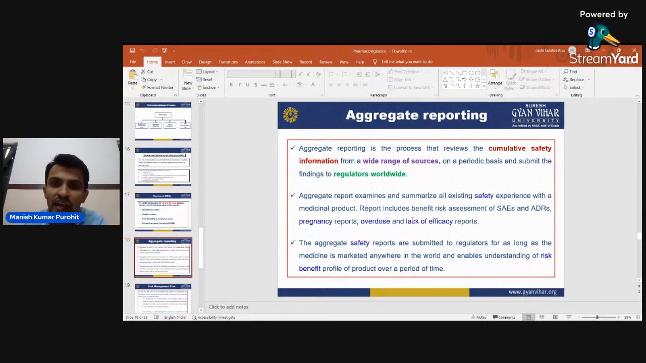And the second process is aggregated reporting. Aggregate means we aggregate all the data. So aggregated reporting is the process that reviews the cumulative safety information from a wide range of sources on a periodic basis and submits the findings to the regulators worldwide. The aggregated report examines and summarizes all existing safety experience with the medicinal product, and the report includes the benefit-risk assessment of the SE and ADR, adverse reaction, and pregnancy reports, or overdose and lack of efficacy reports. Here they collect the data in the aggregated report. They decide on a particular time and collect the data in the aggregated report.